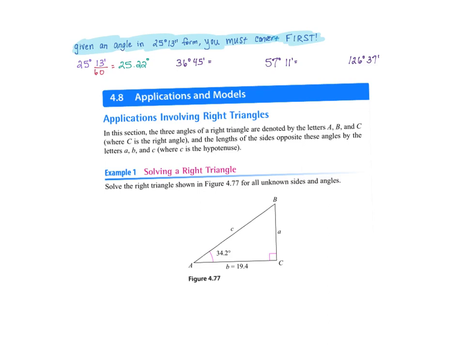All right, guys, right triangle trig. We already know right triangle trig. So, SOH CAH TOA, okay? Sine is opposite over hypotenuse. Cosine is adjacent over hypotenuse. Tangent is opposite over adjacent.